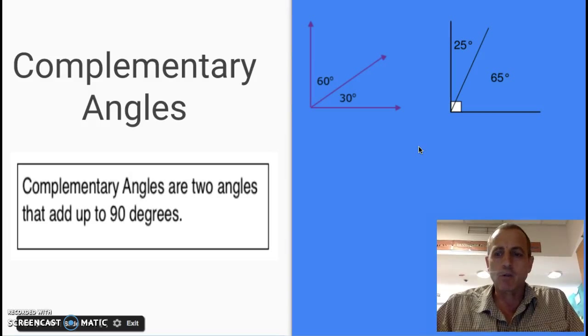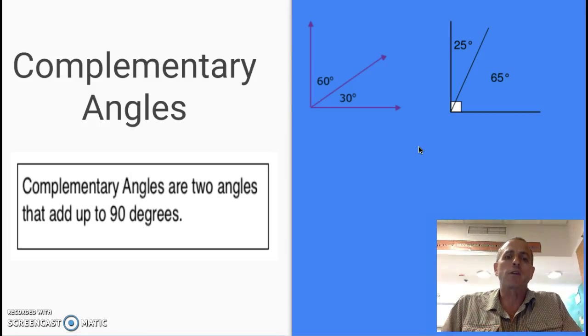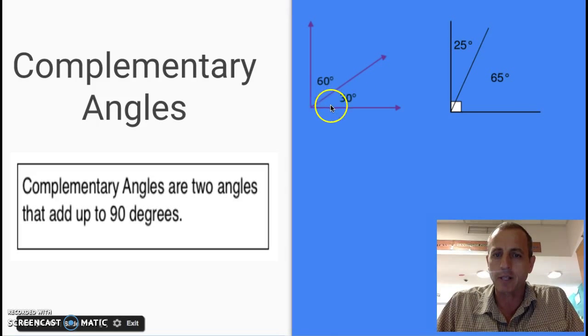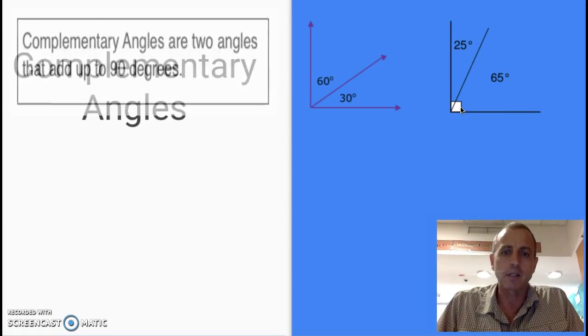Okay. Next one is talking about complementary angles, and these are angles that add up to 90 degrees. So when you have two angles together, like these are, and they form a 90-degree angle, they are called complementary. So 60 plus 30 is 90, 25 plus 65 is 90 degrees, and that little symbol there shows a 90-degree angle always. So complementary angles add up to 90 degrees.